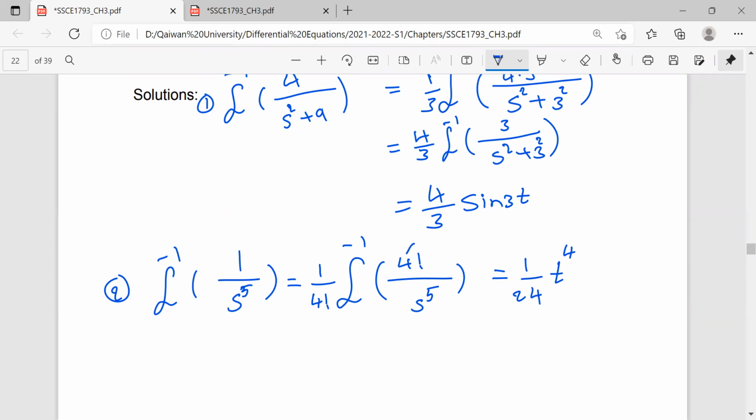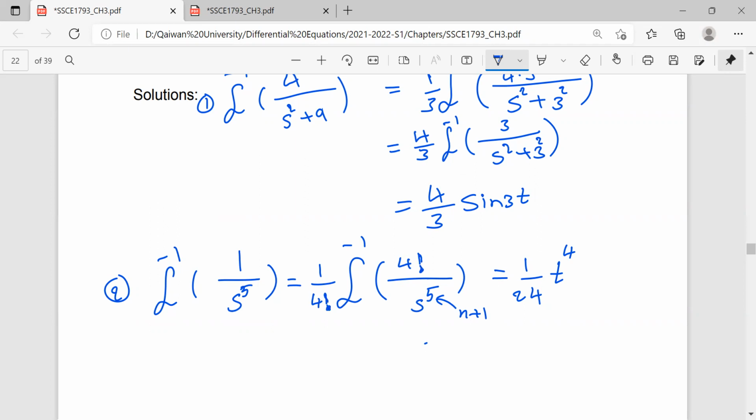This is n, and this is n plus 1. If you have n factorial over s to the power n plus 1, its Laplace inverse is t to the power n, and n is 4. So it is t to the power 4. This is the result. Why did we multiply by 1 over 4 factorial? Because we multiplied by it, we must divide by 4 factorial.